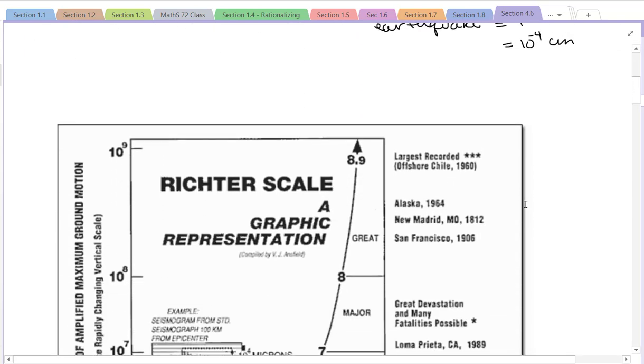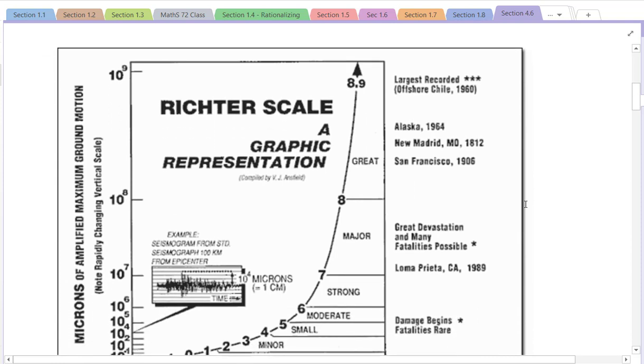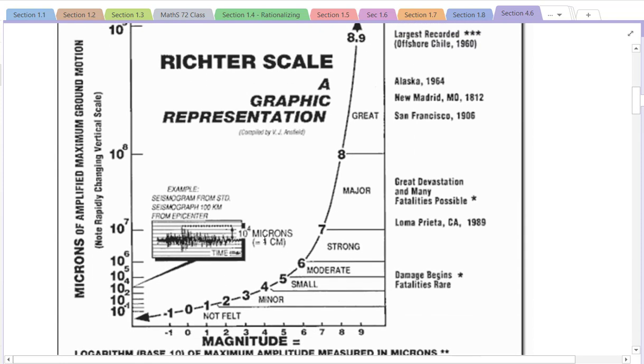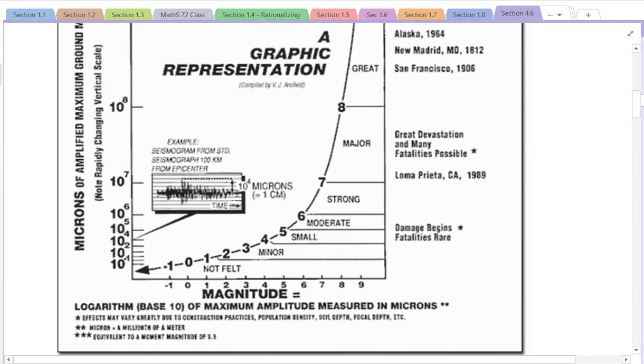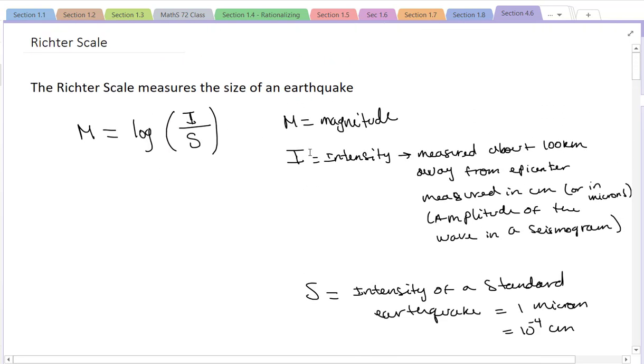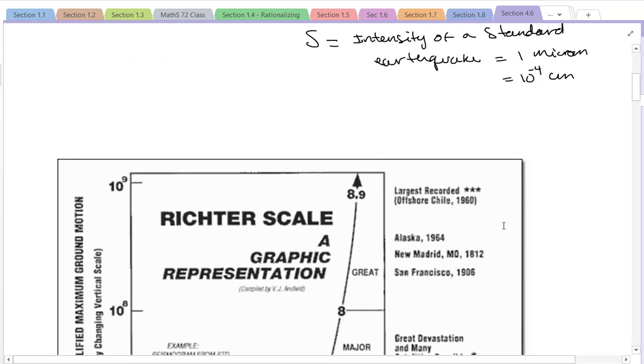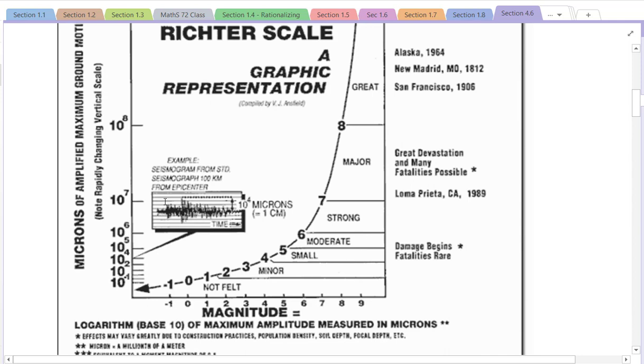Here's an example of the Richter scale graph, a graphic representation of what the scale tells us. A 0 is essentially the standard earthquake; there's really no earthquake. Then 1, 2, 3 are minor, 5 is small, 6 is now moderate and you start to get some damage. Then 7, 8, and it keeps getting higher. This is an example of a seismogram. When I say the intensity in the formula measures the amplitude of the wave in a seismogram, this is what a seismogram wave looks like.